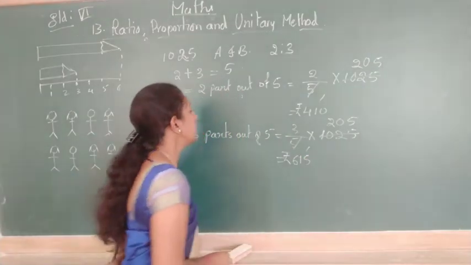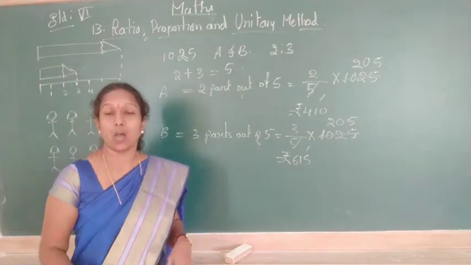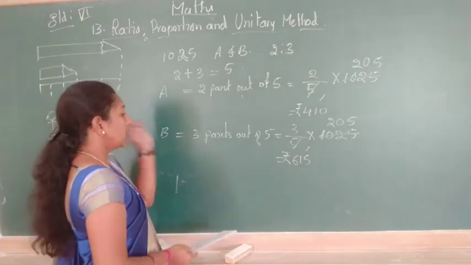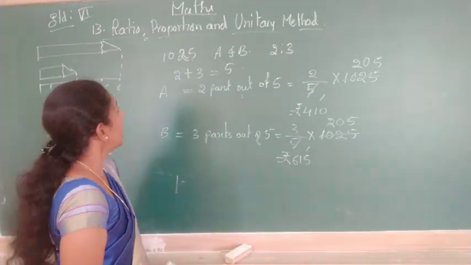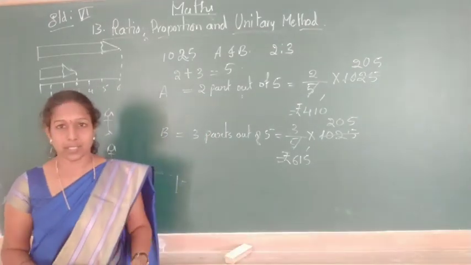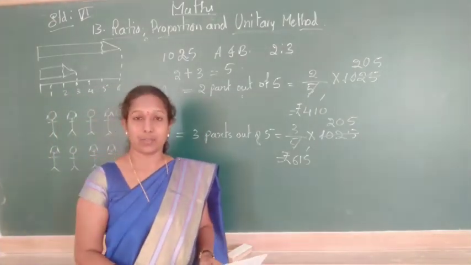So this is the B part. How many rupees will it get? B will get 615 rupees, and then part A will get 410 rupees. Okay, so this is how we have to do.